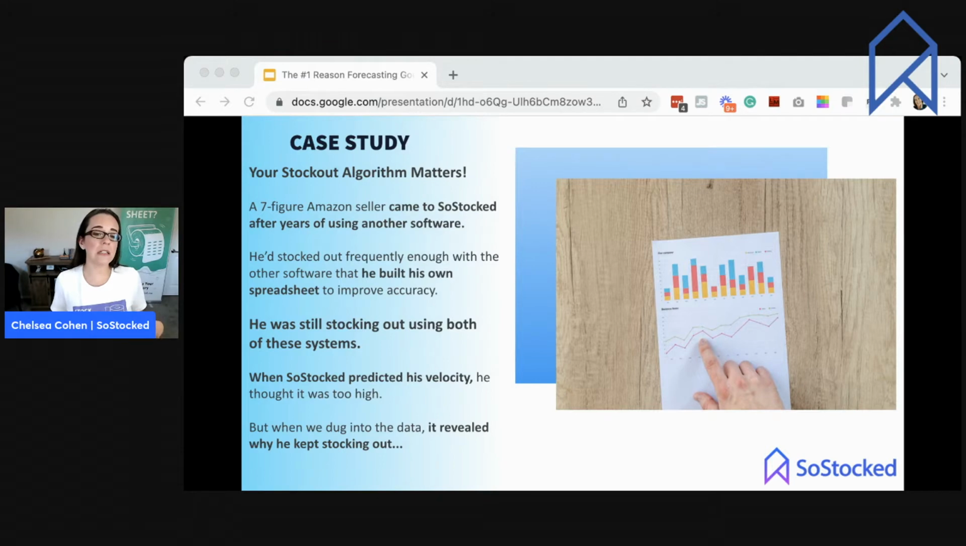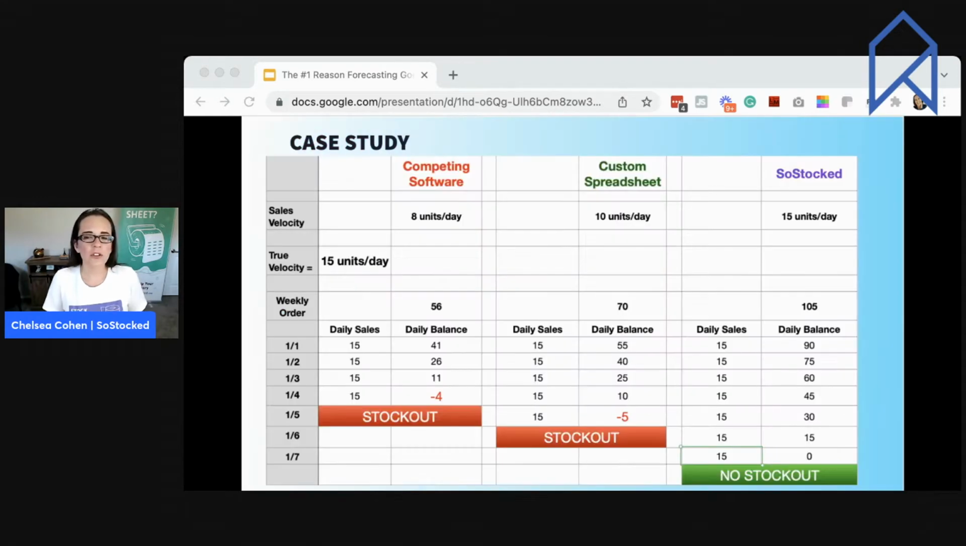But when we dug into the data, we found that it was actually correct, and that he all of a sudden realized why he had continued to stock out, not only with the software that he was previously using, but also with the spreadsheets. The competing software was telling him that his daily sales velocity was 8 units per day. And that was leading him to stock out, let's say, 4 days into the week. It was because that was not his accurate daily sales volume.